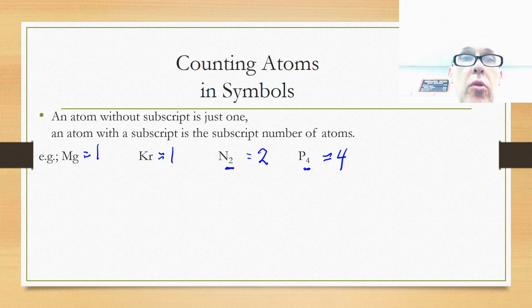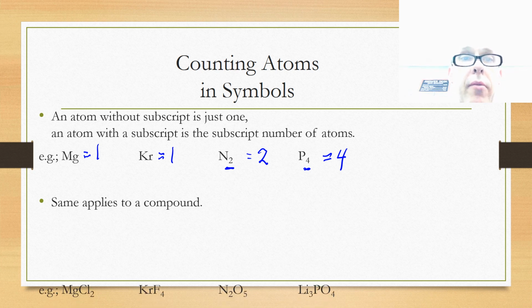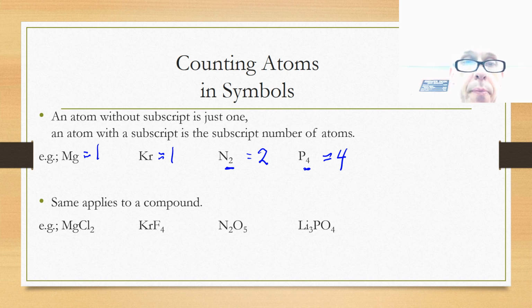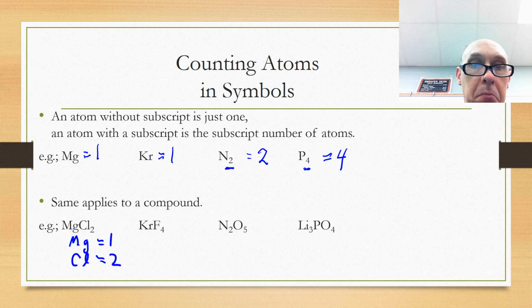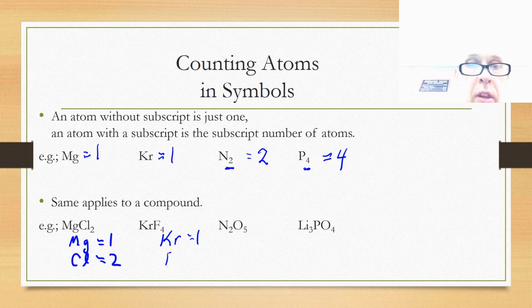Alright, so let's move it up to compounds. The same applies to a compound. All you have to do is look for a subscript, and if there is one, that's how many there are. So here's a few examples. Now we have to break it apart into the element symbols and how many there are. So we write Mg, there's 1, the Cl, see the subscript there is 2, so it's just 2. Next example, KrF4, so again, Kr, that's krypton, there's 1 of them, and the fluorine is 4.